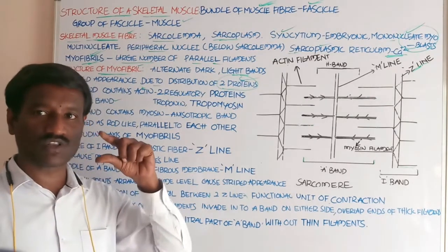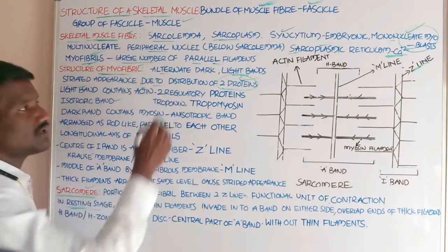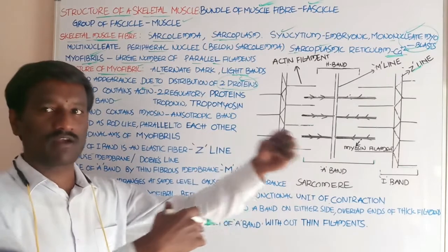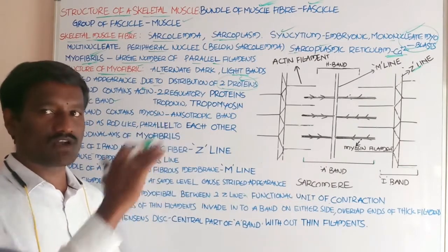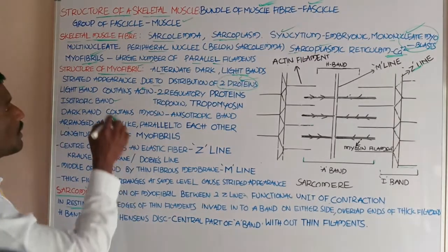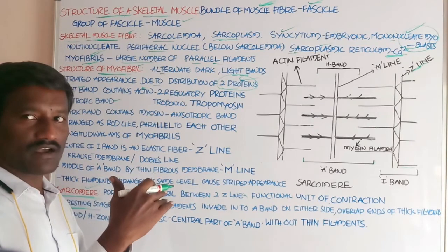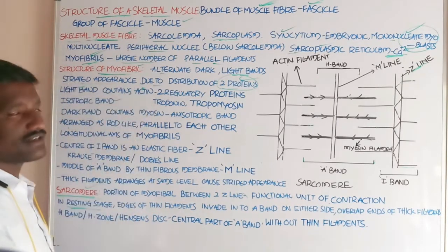Now, what is the structure of the myofibril? The myofibril shows an alternate arrangement of dark band, light band, dark band, light band. One is the dark band, another is the light band. This arrangement also shows a striated appearance.